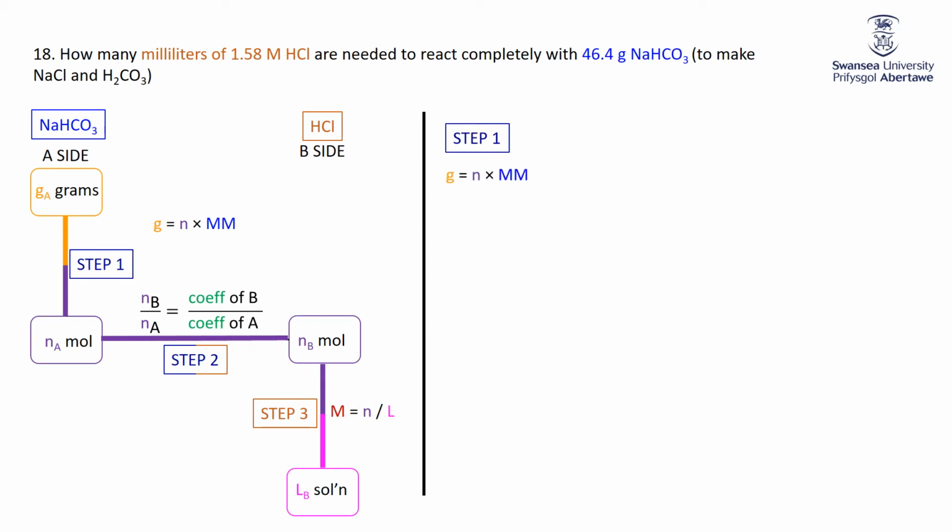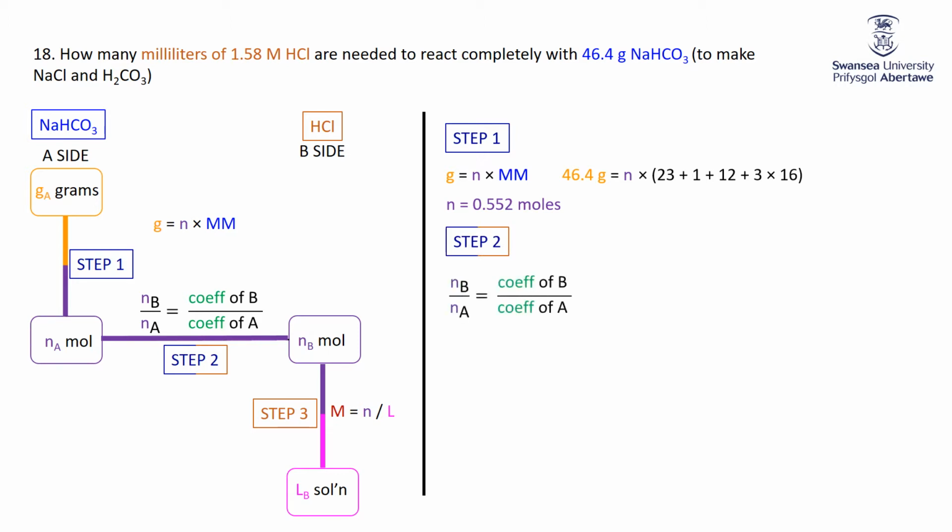Step 1, again, grams to moles, just make sure we use the right molar mass. And we get 0.552 moles of the NaHCO3, that's right here. Step 2, we need to have the ratio of the coefficients. Well, we tell you what the reaction is.